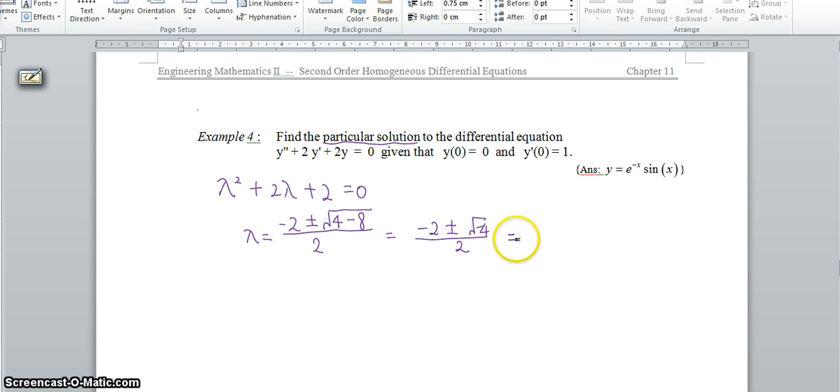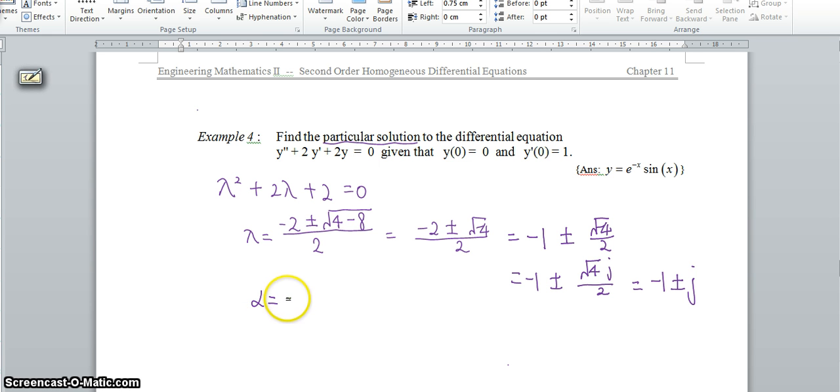Now I'm going to separate these two parts. Negative 2 divided by 2 gives me negative 1, plus or minus root negative 4 over 2. And I'm going to write this part in the form of j, which is root 4 times root negative 1, which is j, over 2. Root 4 is just 2, so 2 divided by 2 gives me 1. So in the end, I have found the values for lambda, which is negative 1 plus or minus j. So the alpha value is negative 1 and the beta value is 1.